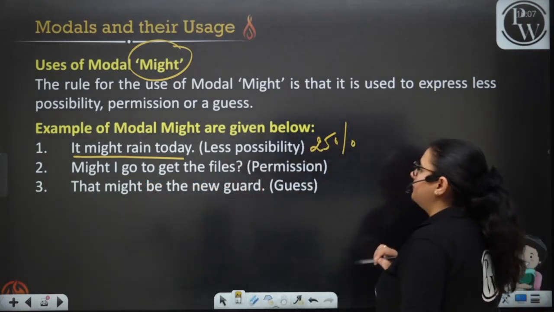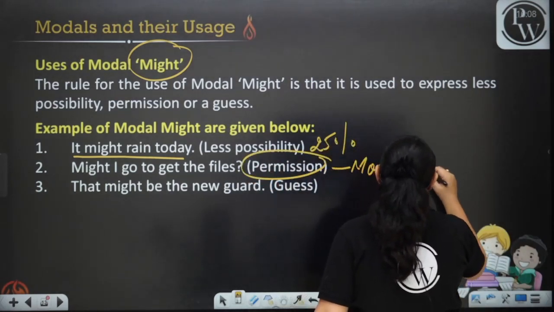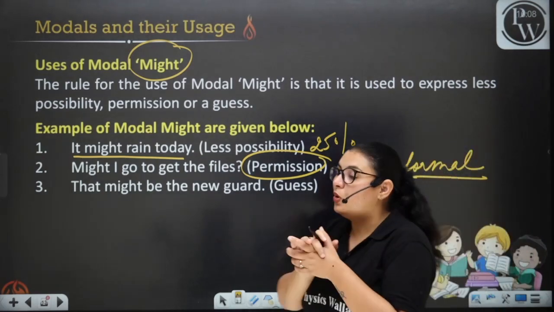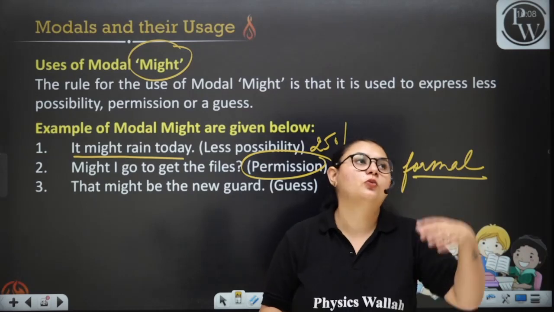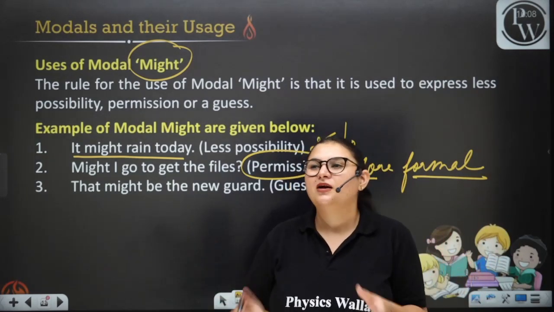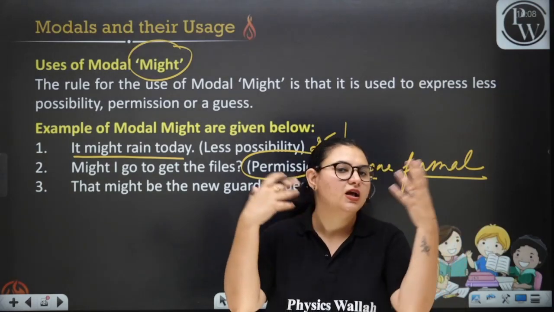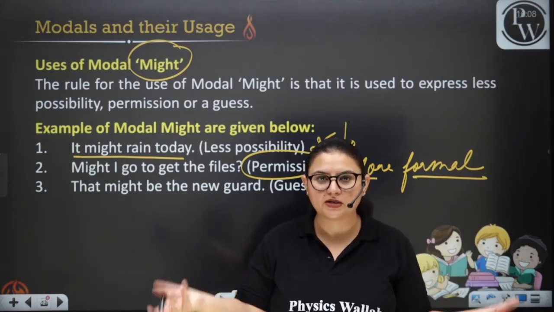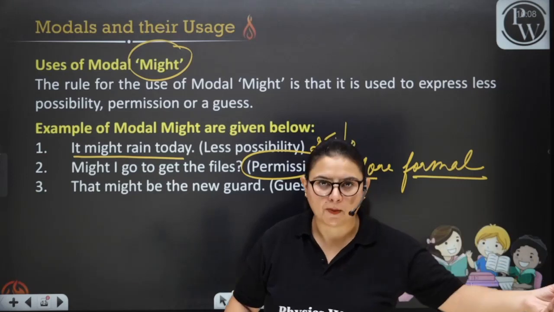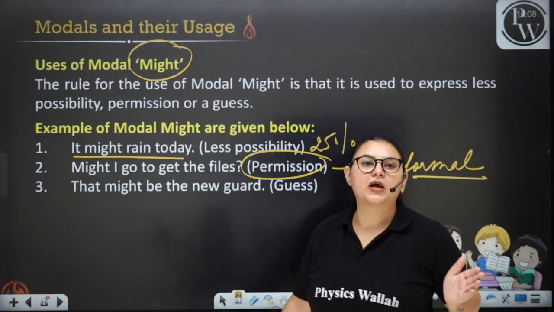Might I go to get the files? This is your permission. This is more formal. It is the more formal way of asking the permission. You do not use might with your parents. You may use it, but you necessarily do not use might with them. Might I go to party with my friends? Now, this is not a way of asking permission from your parents, because your parents are informal. Okay, you do not ask them very formally. This is a very formal way of asking.